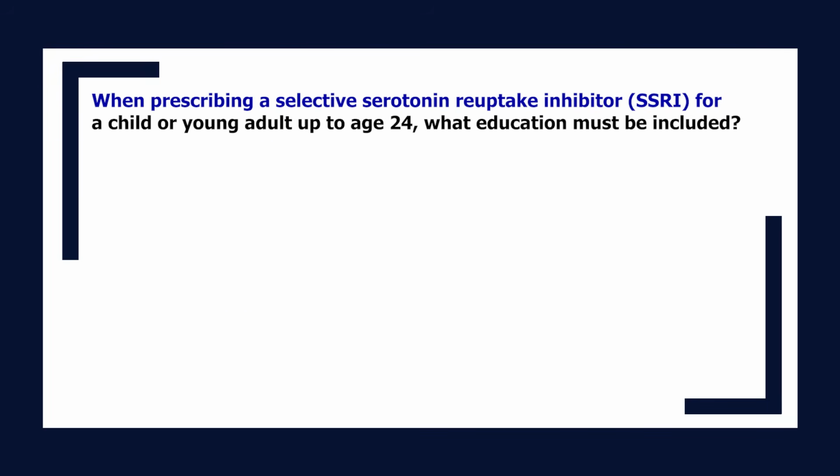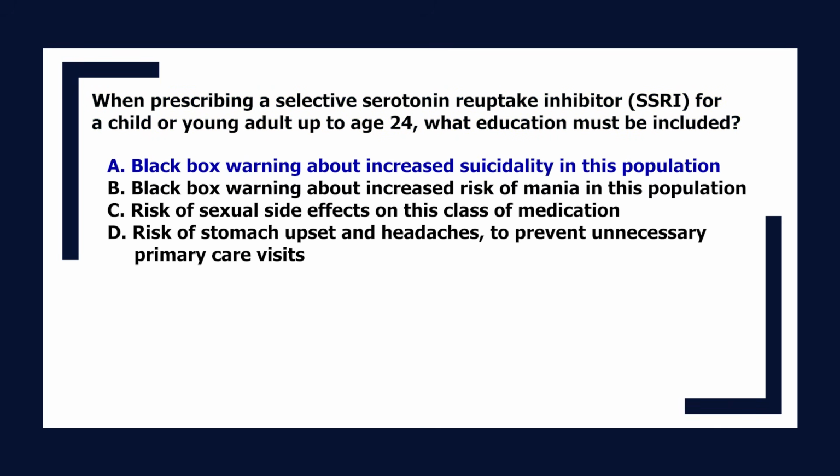When prescribing a selective serotonin reuptake inhibitor, SSRI, for a child or young adult up to age 24, what education must be included? A. Black box warning about increased suicidality in this population. B. Black box warning about increased risk of mania in this population. C. Risk of sexual side effects on this class of medication. D. Risk of stomach upset and headaches, to prevent unnecessary primary care visits. The correct answer is A.